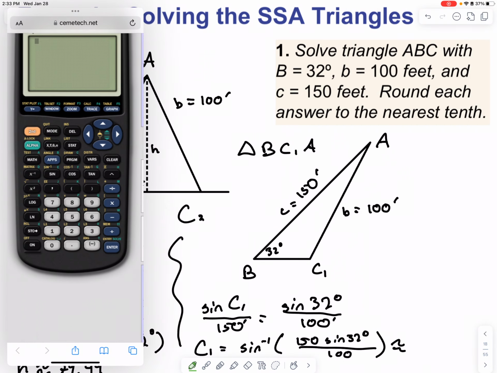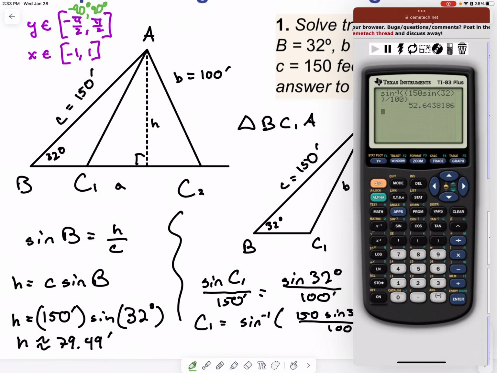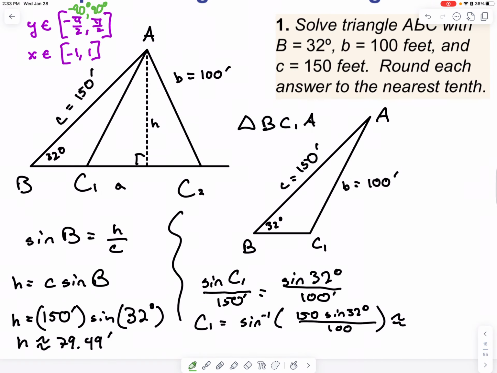Now let's crunch this number. Make sure the mode is right. We're going to do the arc sine. On top, I'm going to open another set of parentheses. I've got my 150 times the sine of 32 degrees. Close off the trig function, close off my numerator, and then divide by 100, and close off my arc sine. We should get something between -90 and 90: 52.64 degrees. We'll go with that.